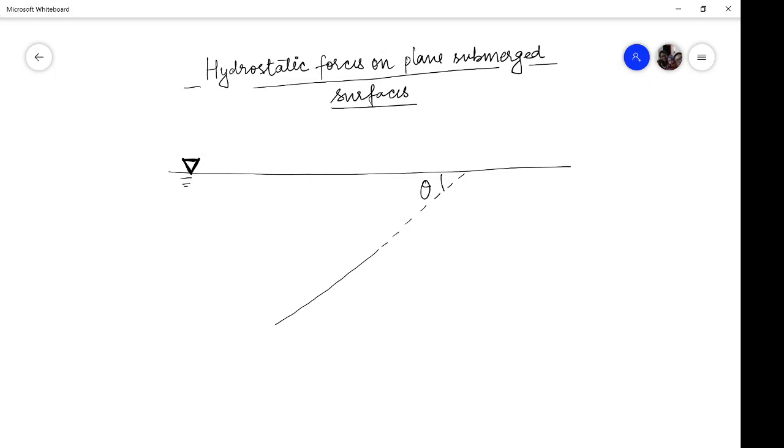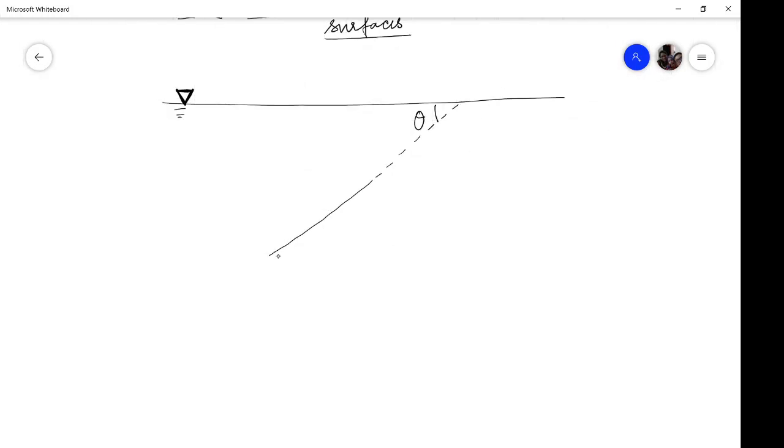Okay, so how does this surface look? If you look from here, let us say that this is the shape of this particular surface, having surface area A. Now we all know whenever we have a static fluid of constant density, then the pressure at any point is given by rho g h, where h is the depression from the free surface.